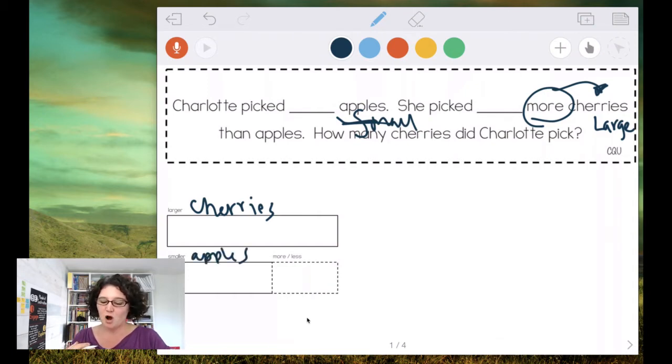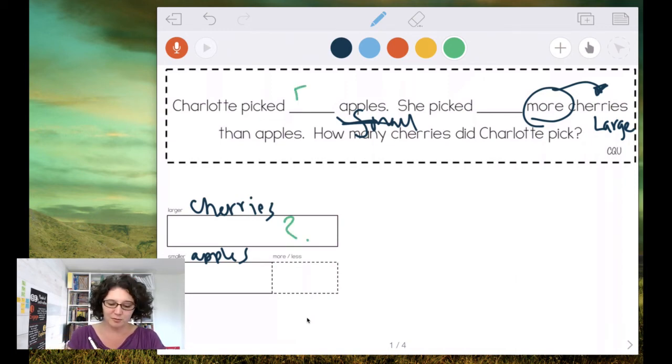And then what you are trying to figure out is how many cherries she picked. So you have the quantity for the apples, you have how many more cherries she picked, but you don't know exactly how many cherries she picked. So one of your quantities is unknown at that point. So the unknown is your larger number, your cherries. It's one of your quantities.